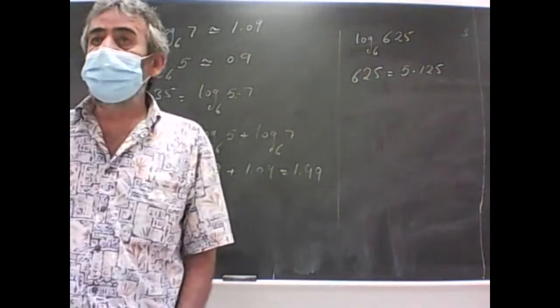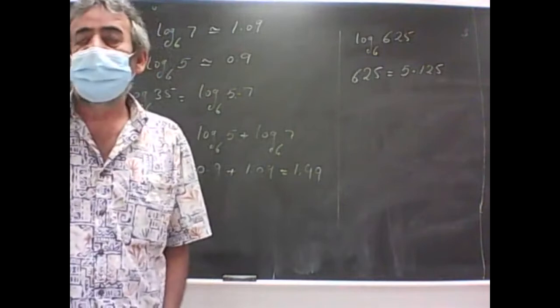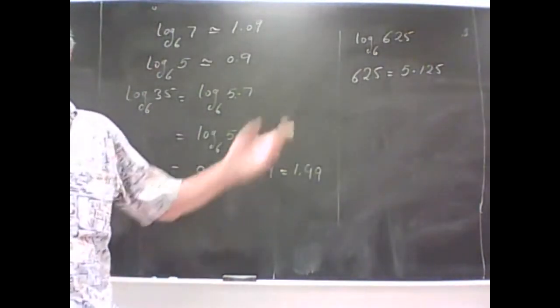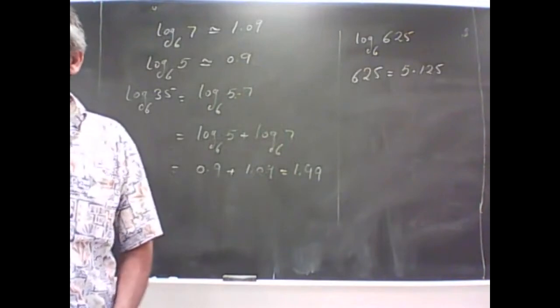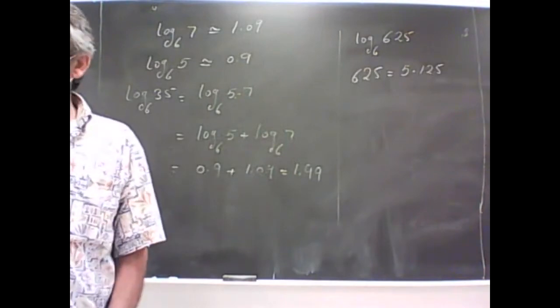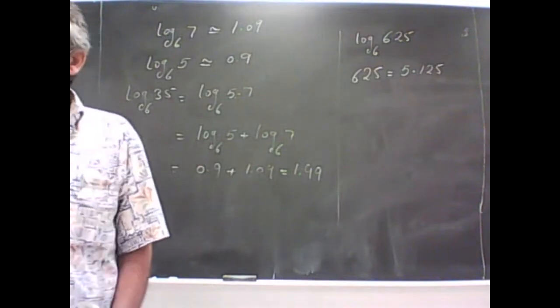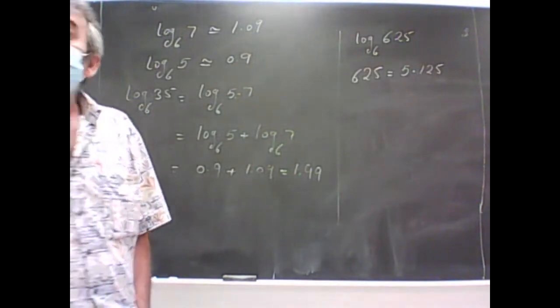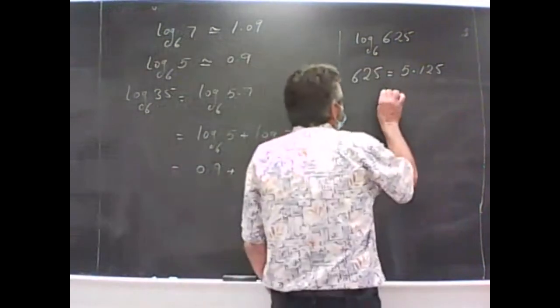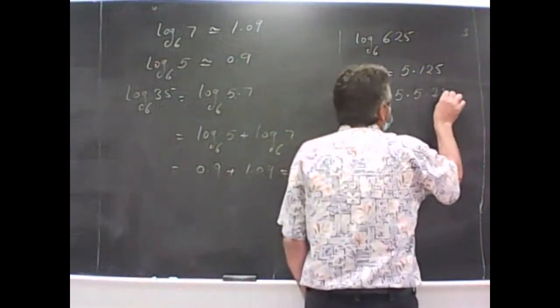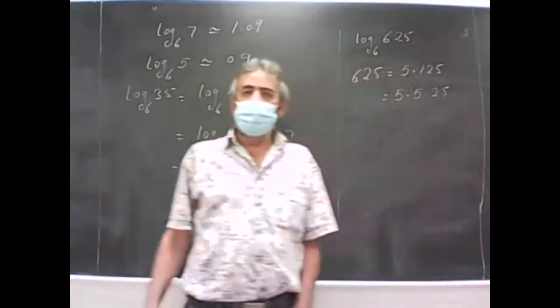Can I divide that by 7? No. But I can divide it by 5. It has a 5 at the end, yes? So that means I can divide it by 5. So 5 times what number gives me 525? 125. 25? So now I can rewrite this as 5 times 25.